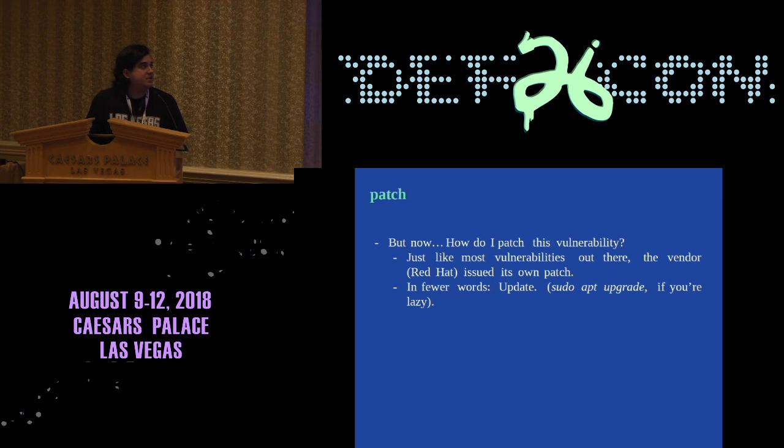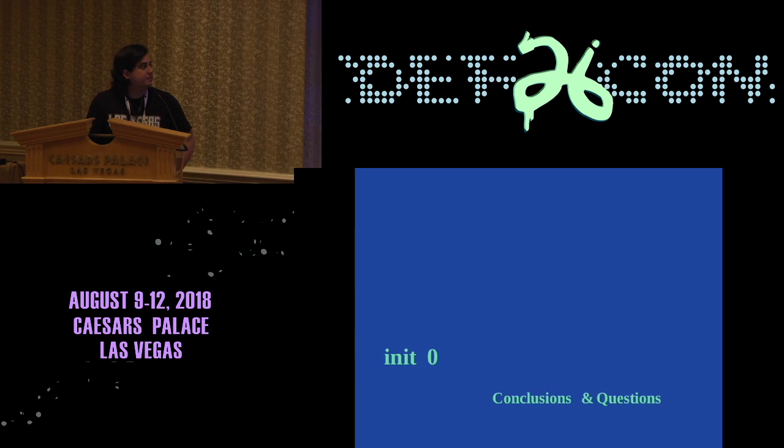Okay, how do I patch this? Like most vulnerabilities out there, the vendor issued its own patch. Simple update, upgrade, whatever you like. It's available across all platforms. Remember, Gluster is available from Windows, to Linux, to even BSD. So everybody has its patch already running.